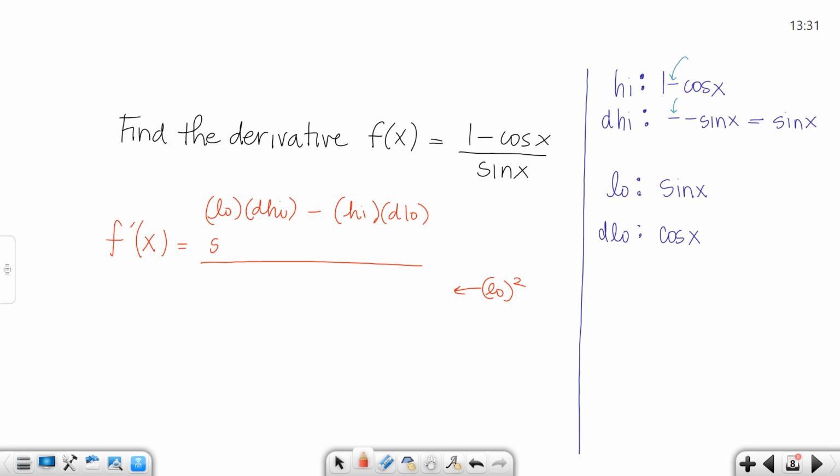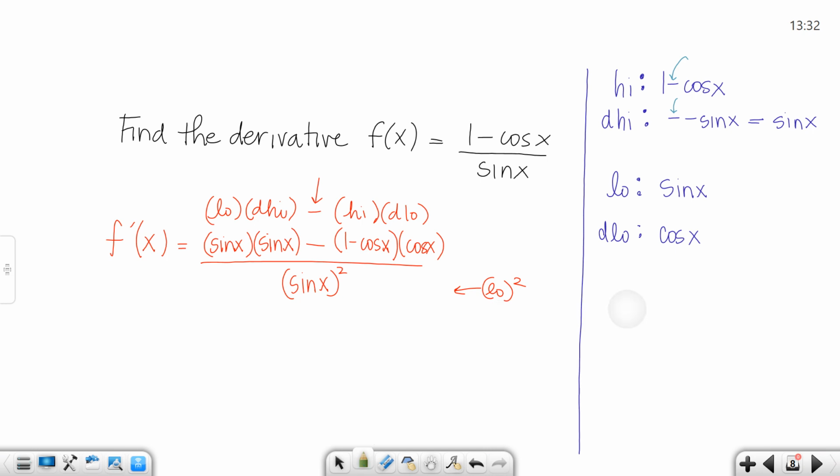Okay, so my low function is sine x. D high is sine x. Minus, because minus is what is in the formula. My high function is 1 minus cosine x, and d low is cosine x. Don't forget your denominator, it's over low squared. So that would be sine squared. Okay, and that's what we would get.